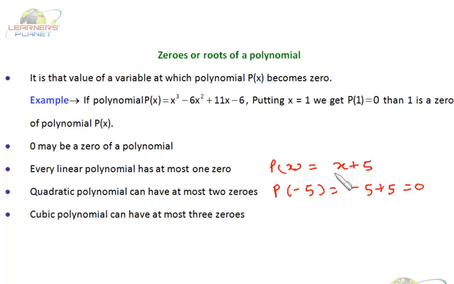Why do we call it a linear polynomial? Because the exponent of the variable over here is just 1. So we'll have just one zero for this polynomial, or we can say there is just one root. We cannot have more than one root if it is a linear polynomial. That means you cannot have any other value of x which will make this expression 0 except minus 5. So you have only one choice, that is minus 5, by which this polynomial will be 0. So if it is a linear polynomial, you will have one zero only.